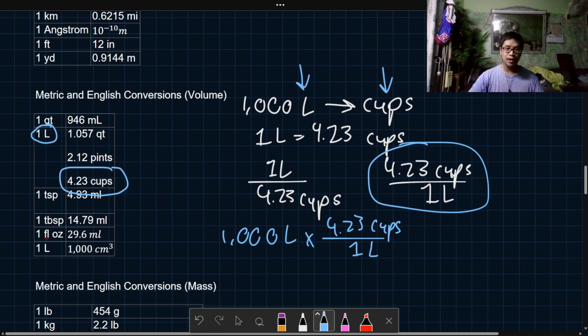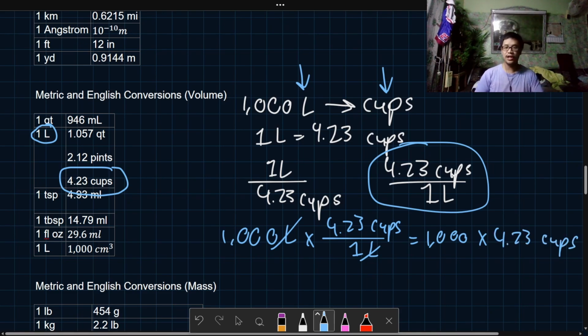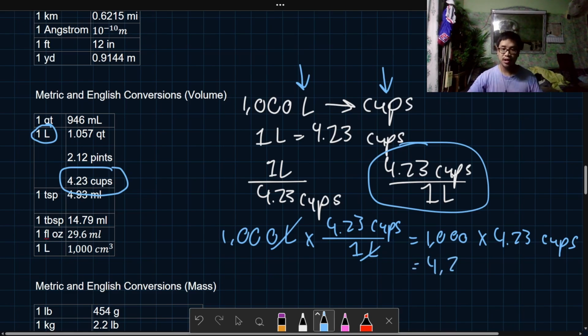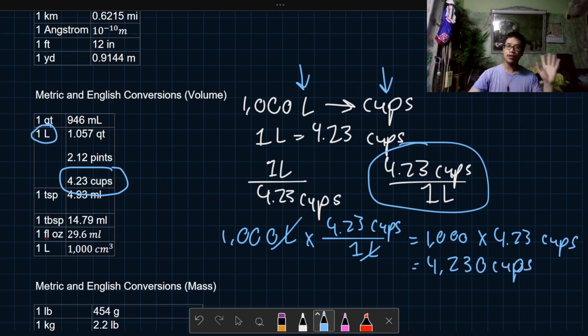So here we can now cancel the liters. What's left is 1,000 times 4.23 cups. Okay, so on my calculator, 1,000 times 4.23 will give you exactly 4,230 cups. All right. So almost 4,000 cups is what you need for almost 1,000 liters.